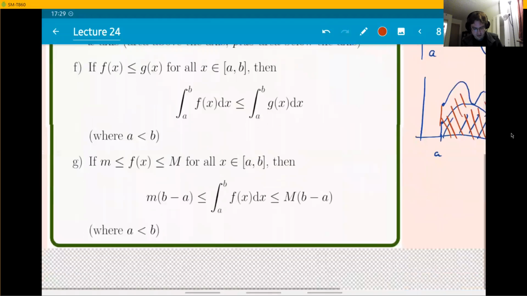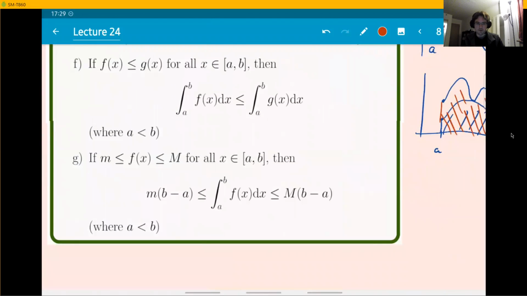Item G is similar. If you have a function f which is always between some number little m and some number big M, then the value of the integral is always going to be between these two particular numbers, m(b minus a) and M(b minus a). What is going on here? Those are areas of rectangles, with base b minus a and height big M and little m.